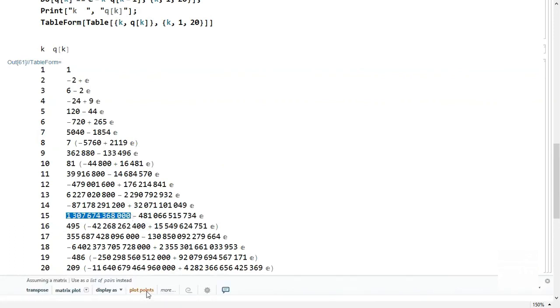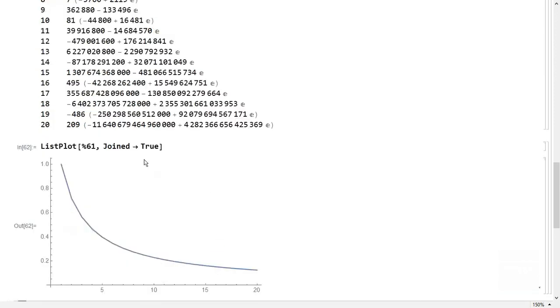And you can even plot this. Just use ListPlot, and Mathematica plots it beautifully. And you can see that this integral actually converges, because for every n, as n increases, this goes down, down, down, and down.